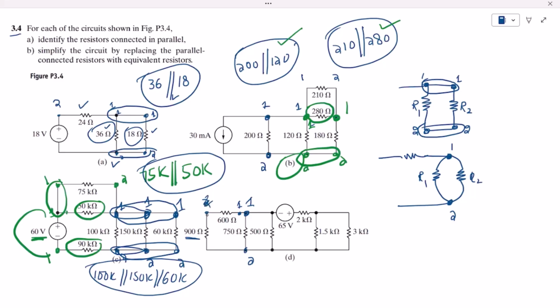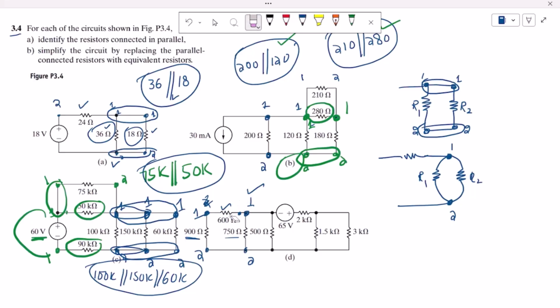Similarly here for this 900 ohm, you can see that this is the first end, this is the second end. The second ends of these are connected with each other, while if you see this first end of it, it is not directly connected with the first end of this 750 ohm because of this resistor. Okay, so these two, 500 ohm and 900 ohm, are also not in parallel with each other. Okay, you can see it very clearly here.